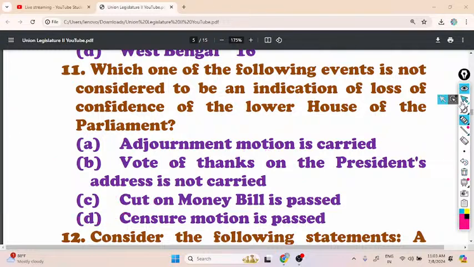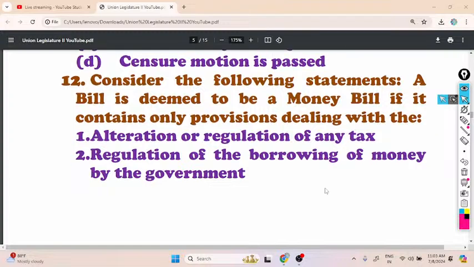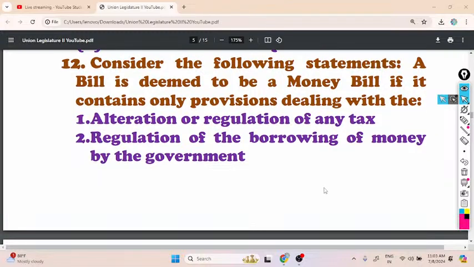Got it? Now we'll come to question number 12. Consider the following statements. A bill is deemed to be a money bill if it contains any provision dealing with the alteration or regulation of the tax, regulation of borrowings. Let us examine the points.